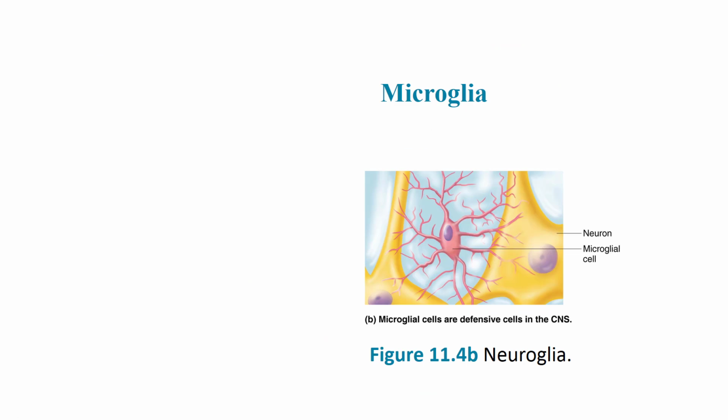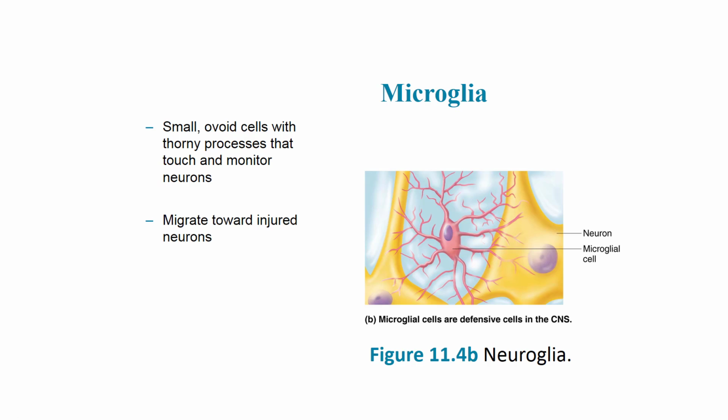And here's your microglial cell after the astrocyte. Microglia are actually differentiated white blood cells. They pretty much have committed to become part of the brain. Then they serve there as microglia or as helper cells to the neuron. They're small, ovoid cells with thorny processes that touch and monitor neurons. They migrate towards the injured neurons, and then they can transform to phagocytize microorganisms and neuronal debris, much like a regular white blood cell or a regular soldier would.